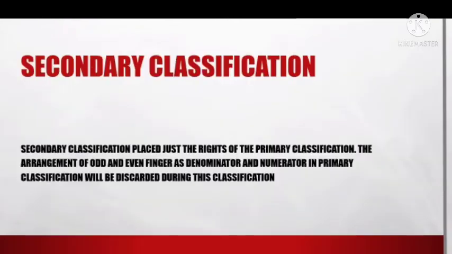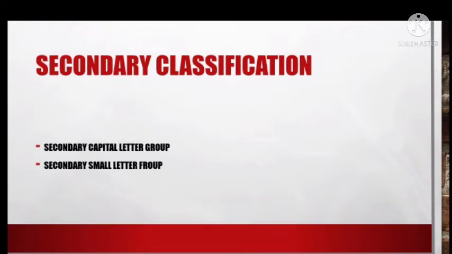Secondary classification. In secondary classification, it displays just the right side of the primary classification. The arrangement of odd and even fingers as denominator and numerator in primary classification will be discarded during this classification. Secondary classification is divided into two groups, which are the secondary capital letter group and the secondary small letter group.